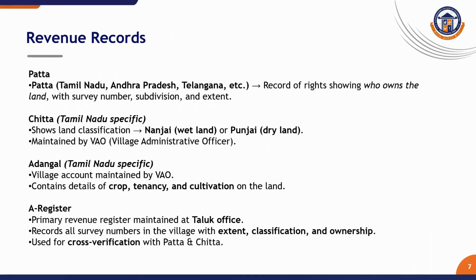In addition to the title documents, several revenue records are indispensable, especially in states like Tamil Nadu. The Patta is a record of right that definitively states who the owner is, along with survey number and extent details. The Chitta classifies the land as Nanjai, meaning wetland, or Punjai, meaning dry land. The Adangal is the village account that provides details on crops, tenancy, and cultivation for ultimate verification. The A register, maintained at the Taluk office, is the primary revenue register that records all survey numbers and is used to cross verify the information in the Patta and Chitta.